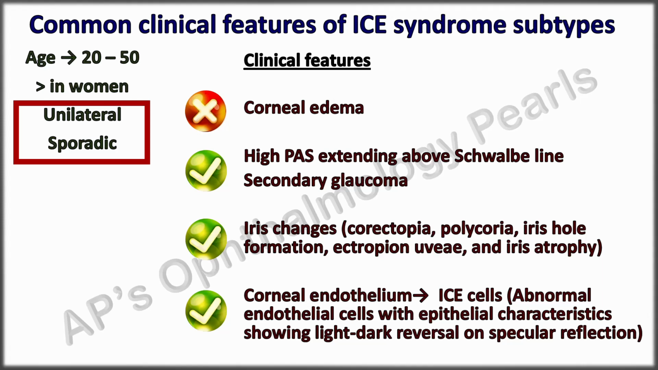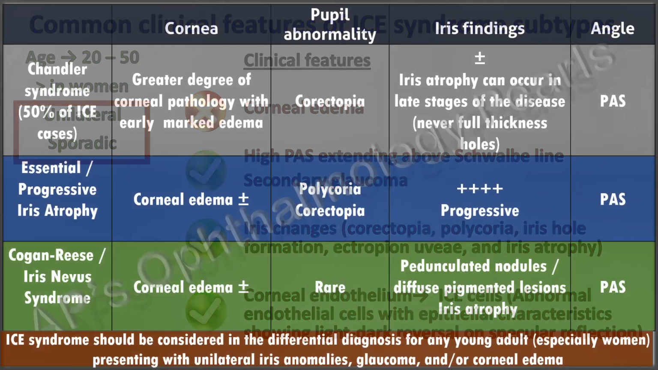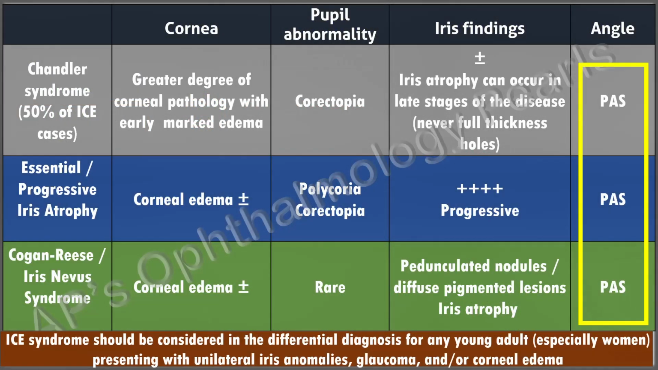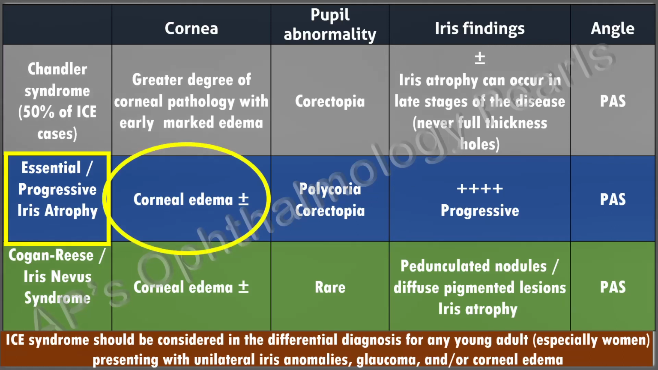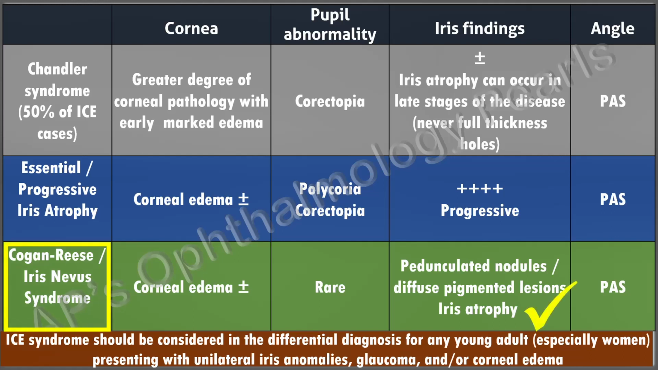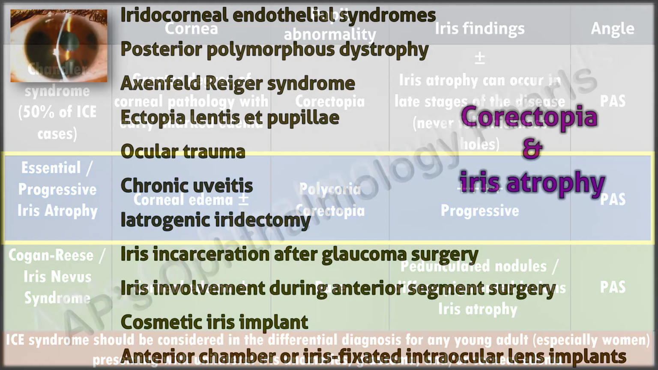Now let's see the differences in the various ICE syndrome subtypes. PAS are common to all three. In Chandler syndrome, early marked corneal edema is a prominent feature, whereas iris changes are a late change and full thickness holes never occur. In essential iris atrophy, progressive iris changes are prominent, as are polychoria and correctopia, whereas corneal edema may or may not be present. In Cogan-Reese, nodules or pigmented lesions are the prominent feature. So our patient seems to have the features of essential iris atrophy.